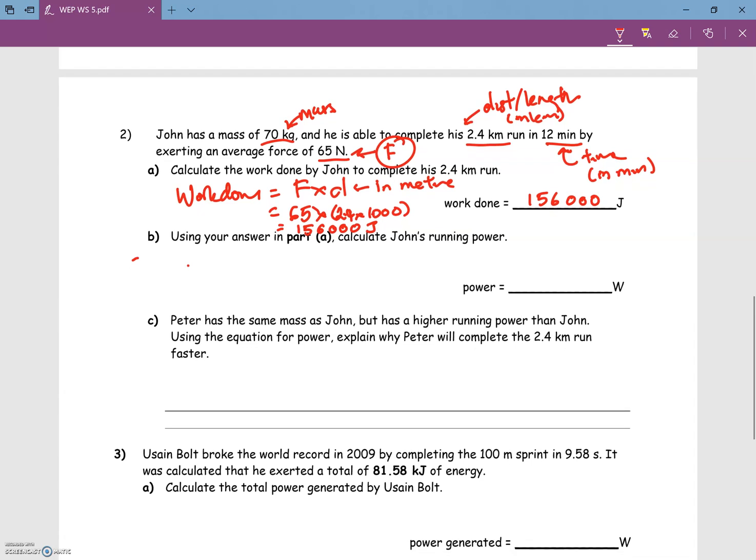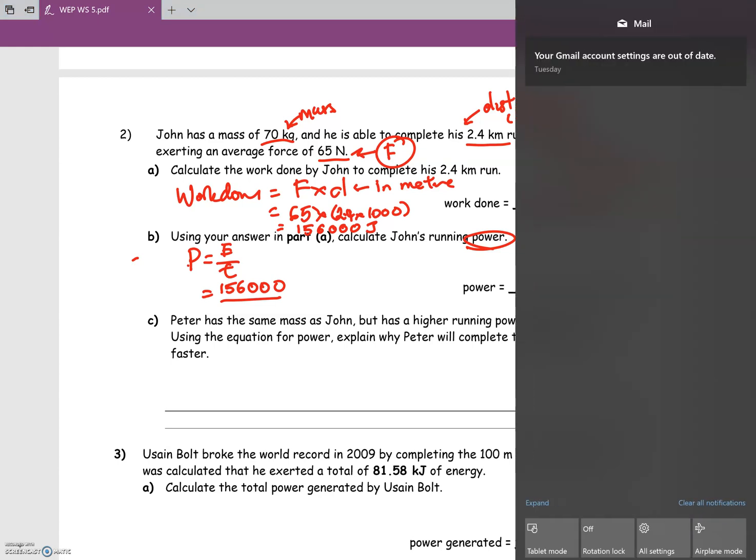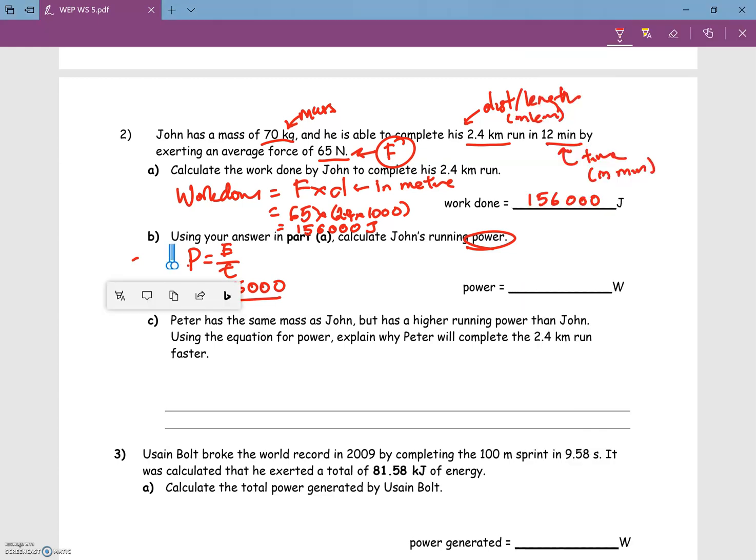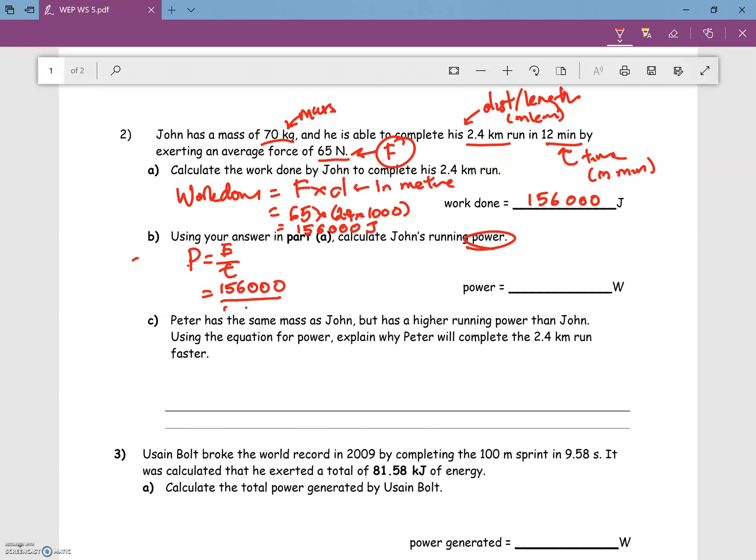Now the question asks us to calculate running power. So we need to calculate power. We know power is equal to energy divided by time. Energy we already calculated here, work done 156,000. So this equals 156,000 divided by time. Now, because this is power, the time needs to be in terms of seconds. So this is 12 minutes. I need to convert 12 minutes to seconds, so 12 multiplied by 60.